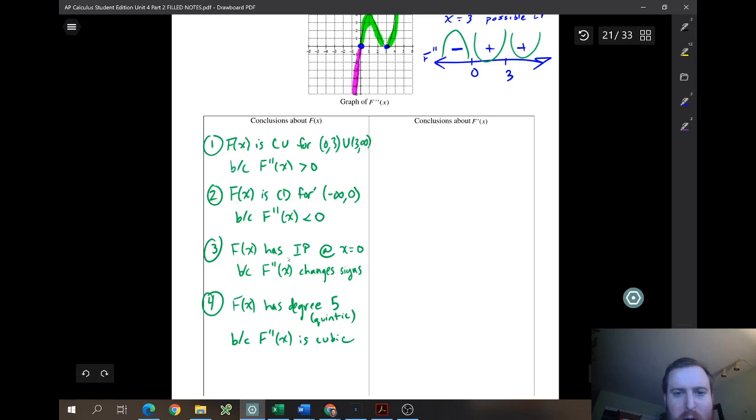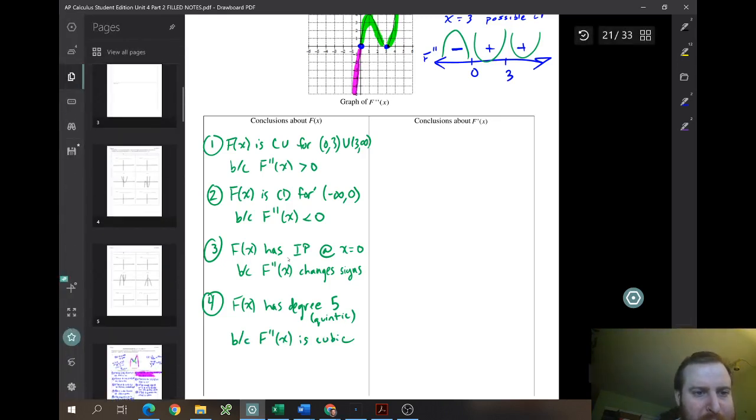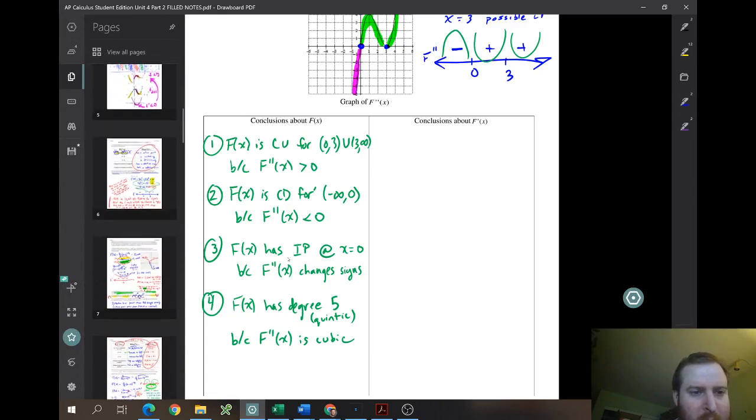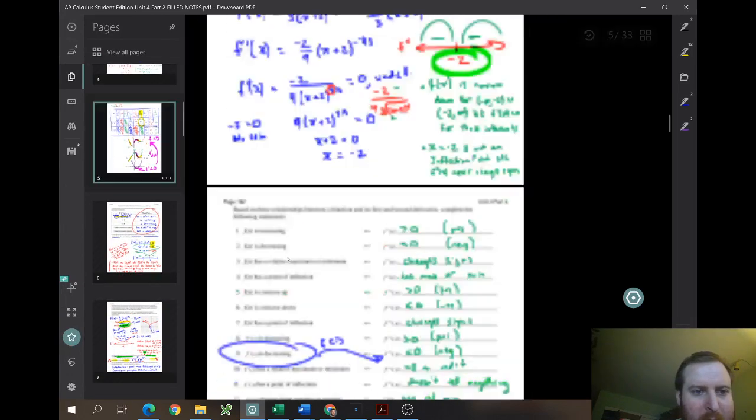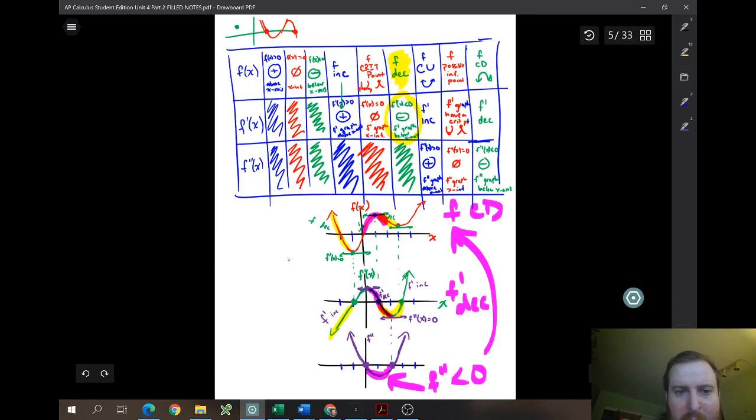And that's actually all we can do. We can't do anything else. And you can see that from the table that we drew, right? We're starting this time in our bottom row, and in our bottom row, the whole first six boxes were basically crossed out. So nothing that we know about f double prime can tell us anything about whether f is increasing or whether f is decreasing. We can only know about its concavity.